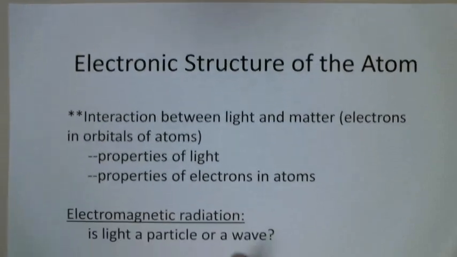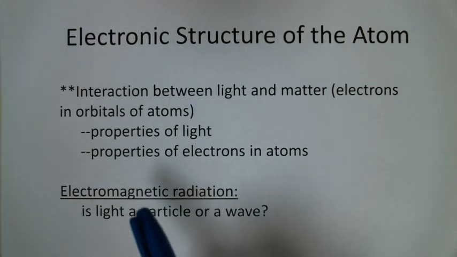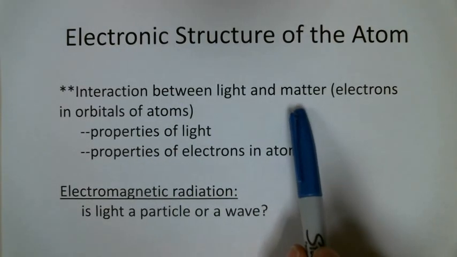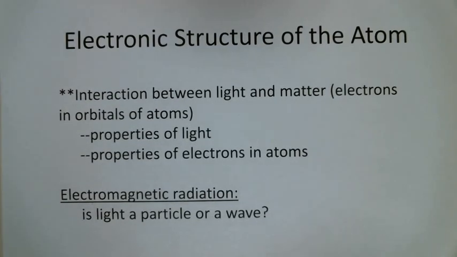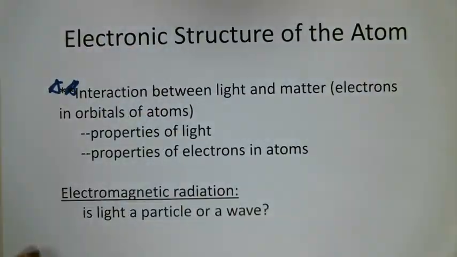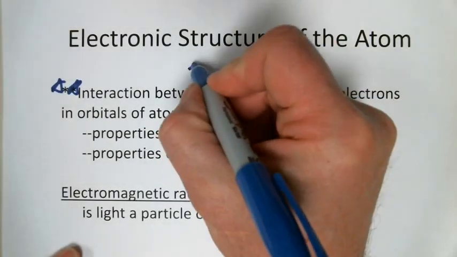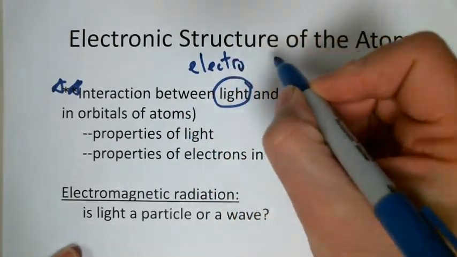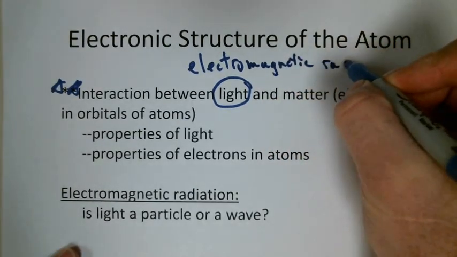All right, so where's my next one? And you, of course, as I always repeat, you have this handout, right? So the electronic structure of the atom, there's two parts of this. We want to understand the interaction between light and matter, which is electrons in orbitals of atoms. So that's what we're really interested in this chapter. And when we say light, it's not just visible light that we can see. We're talking about electromagnetic radiation.